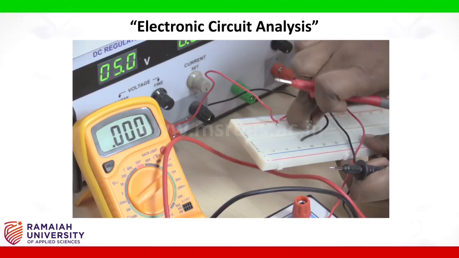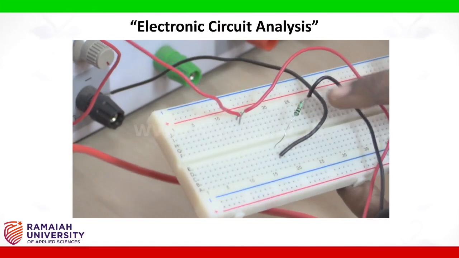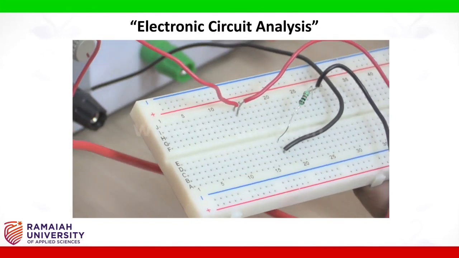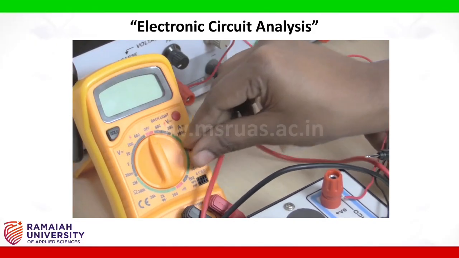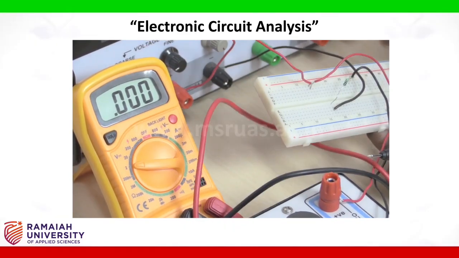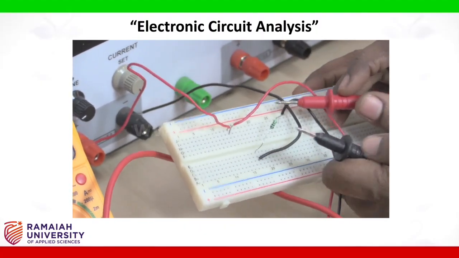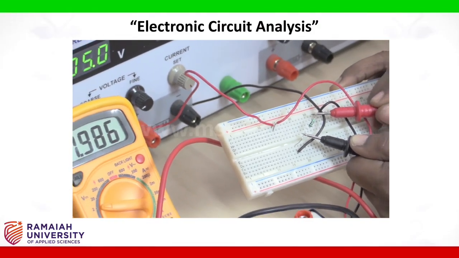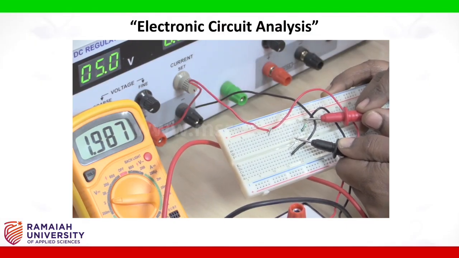Put the resistor leg back in original position. Measure voltage across the resistor. Change the knob to 2 volts. Measure voltage across the resistor. The voltmeter shows 1.986 volts.